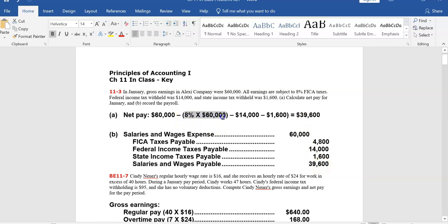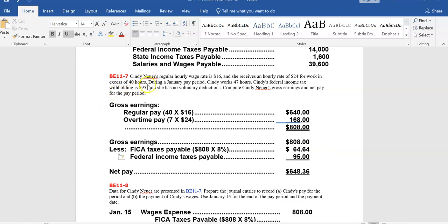All of the amounts that are withheld from the employee's pay become liabilities. The company has withheld those amounts. They have to then pay those amounts to the federal government for FICA, to the federal government for the federal income taxes withheld, and to the state for the state income taxes withheld. So those amounts withheld, which is 8% times 60,000 or 4,800, 14,000, and 1,600, are also all recorded as liabilities. These are all current liabilities because they have to be paid within the next year.